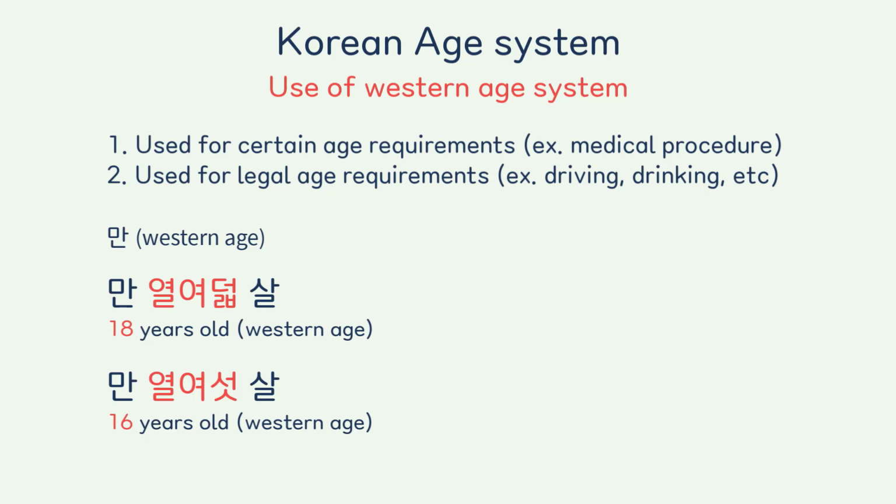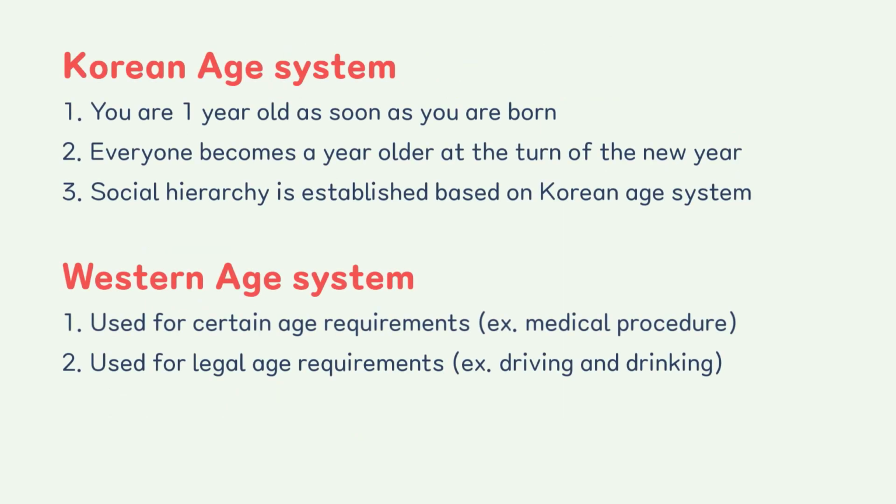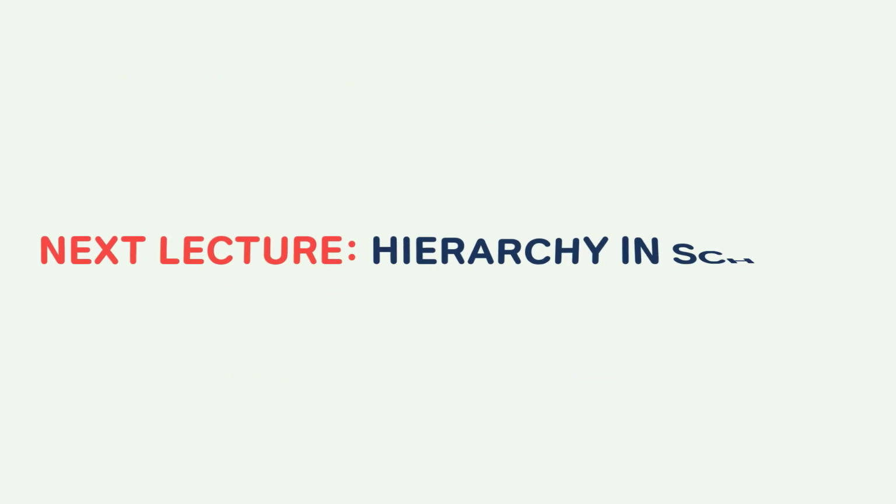So while the Korean age system is the main age system that is used in everyday situations, and it's the one that we use to establish hierarchy when we meet people, when we need to be more precise, especially with certain legal age requirements, we use the Western age system. Okay, so I hope you now have a pretty good understanding of how the Korean age system works and how it's used to establish social hierarchy in Korea. Over the next few lessons, we're going to look at how hierarchy is established in specific settings. And in the next lesson, we're going to look at hierarchy in schools.